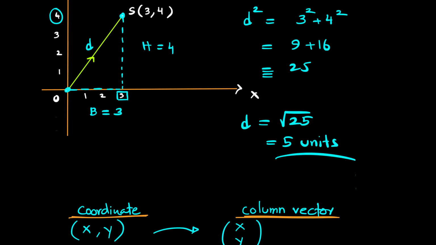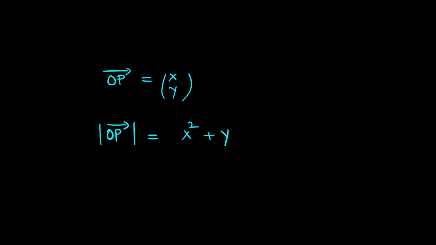So in general, we can write that if a vector OP is given as (x, y), therefore magnitude of vector OP is simply application of Pythagoras theorem, which is x squared plus y squared, and then take the square root.